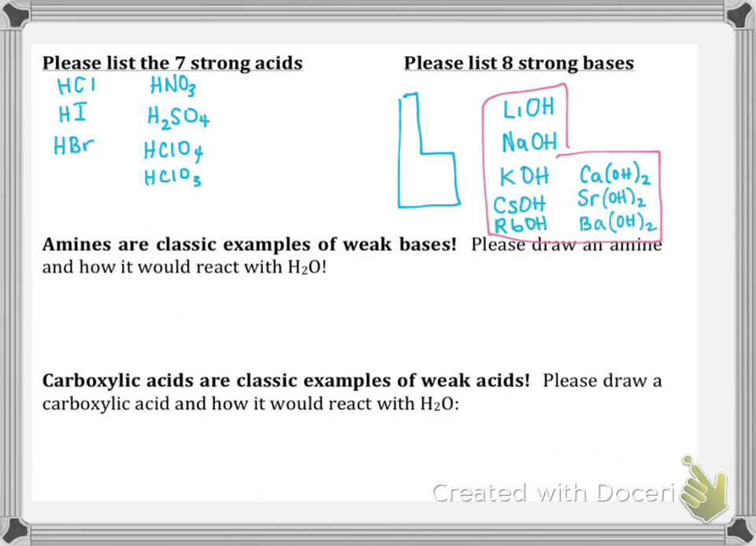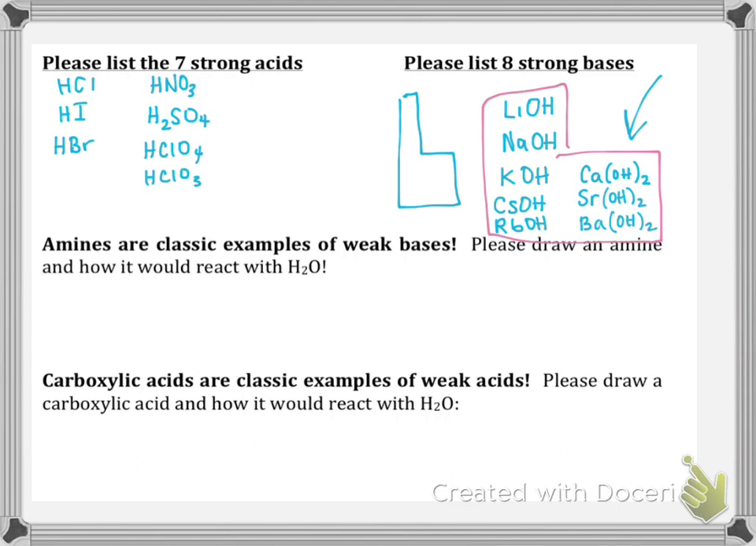And you'll want to be careful with the stoichiometry on some of these, because for calcium, strontium, and barium hydroxide, they'll dissociate to give you 2 moles of hydroxide for every 1 mole of your initial salt.